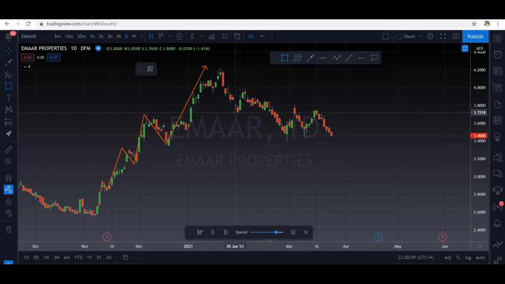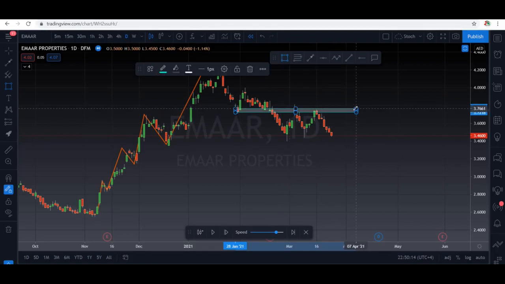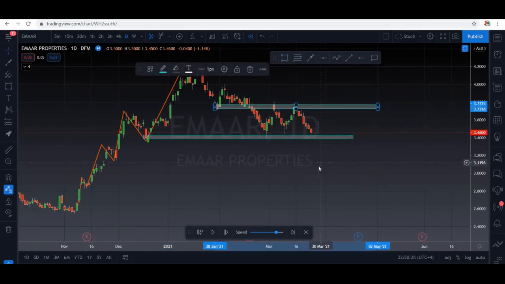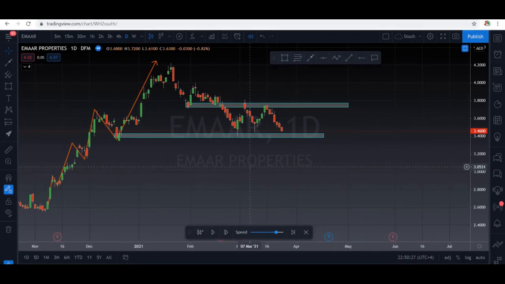I will mark recent support areas. This is the resistance and support area, and this is the previous swing low. So we mark these areas and see what happens at our support and resistance areas. We see what price action is happening.